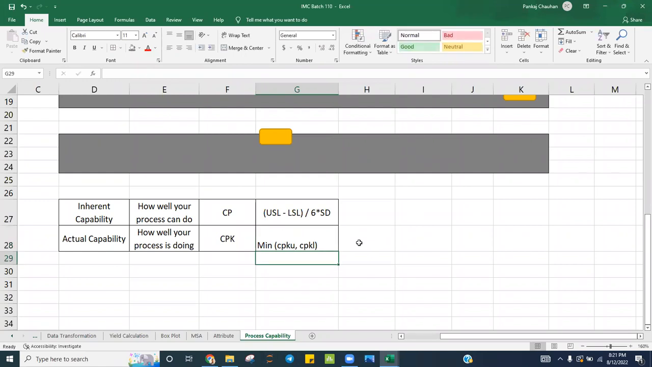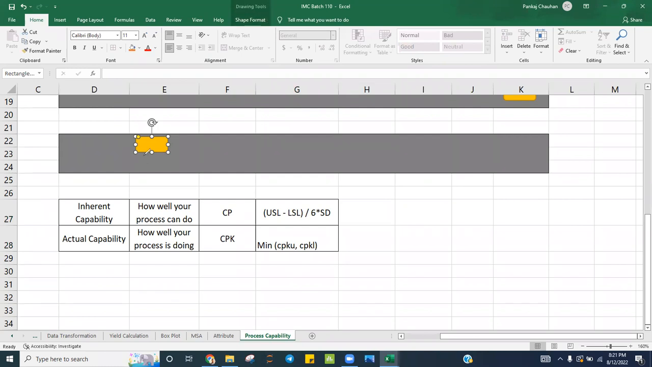Why are we taking the minimum? Because we find out which side we should be focusing on. Like in this car example, one car is going on this side. Looking at this car, there is a lot of space available on the lower side, which means the probability of defect, or the probability of touching the boundaries, is very low on the lower side, but it can easily touch on the upper side.